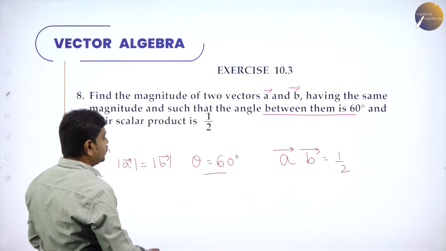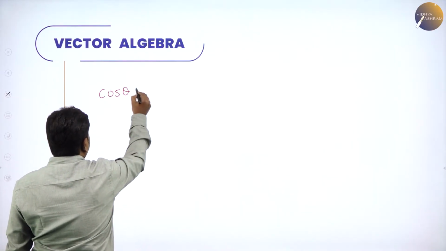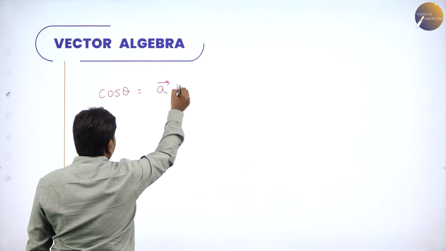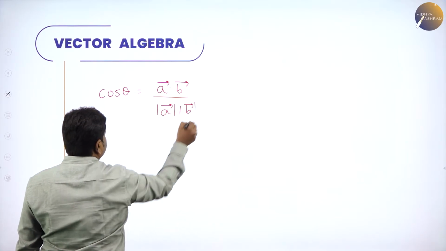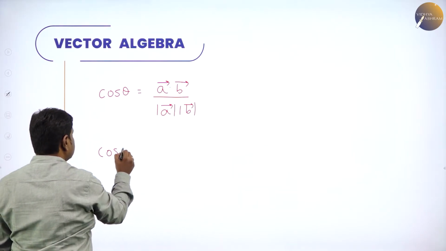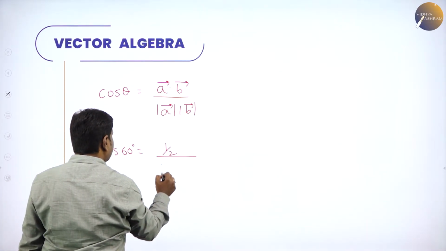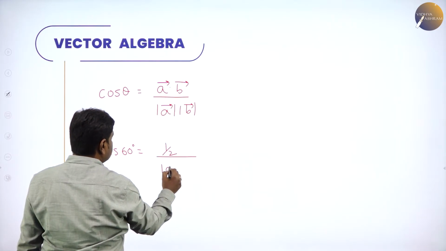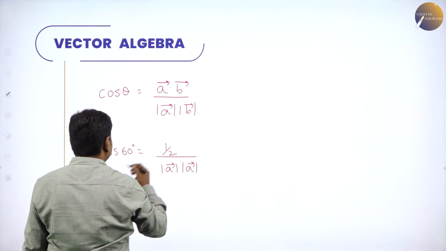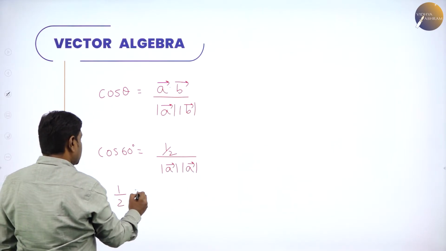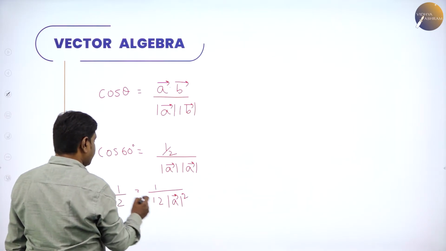So now because you know theta, you know A dot B, use the formula cos theta. What is cos theta? Cosine of angle between two vectors is the dot product of the vectors divided by product of magnitudes. So now cos theta, theta is given, that is cos 60 degrees. A dot B they told 1 by 2, and magnitude A, magnitude B both are same they told. So instead of magnitude B, I'll write magnitude A only. Cos 60 is half. Again this half I'll write. Magnitude A into magnitude A, can I write magnitude A square?